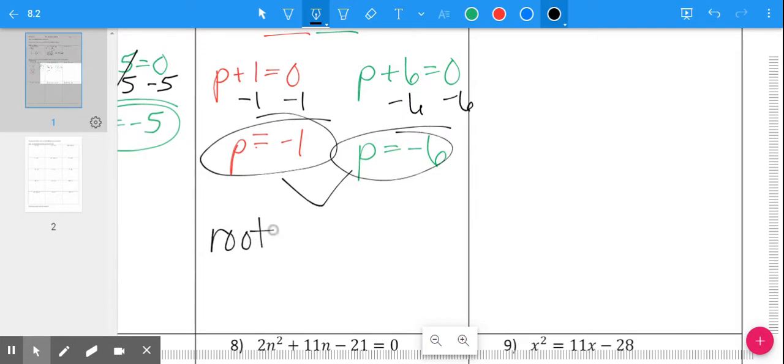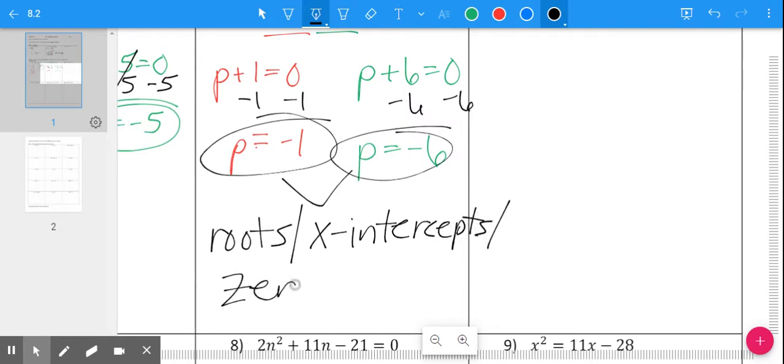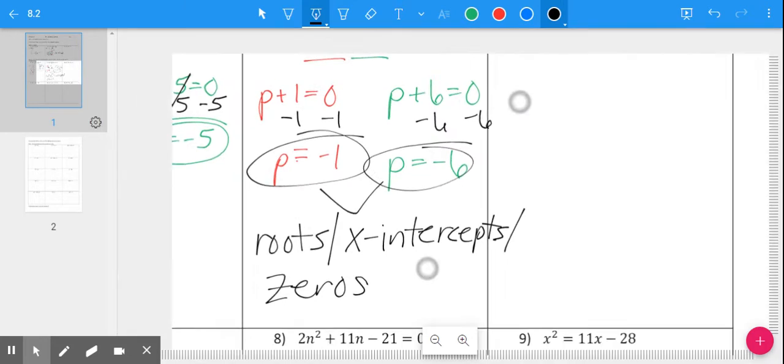These are roots slash x-intercepts slash zeros. They can be called any of those three things.